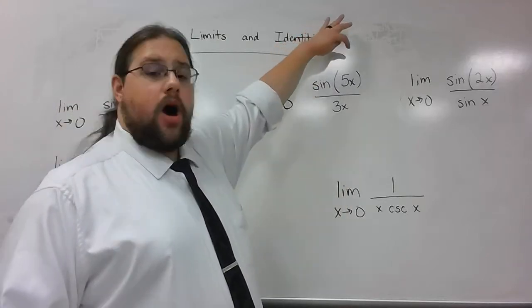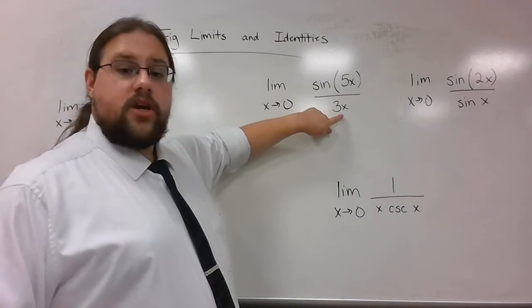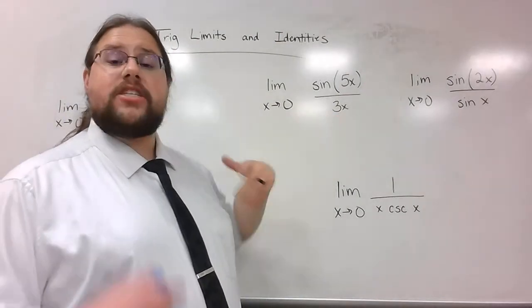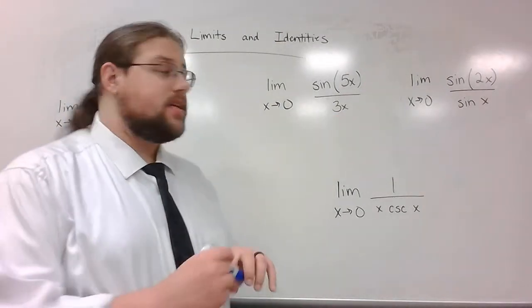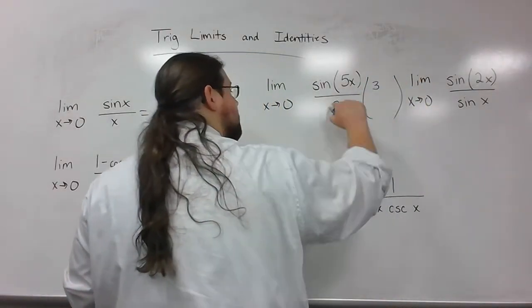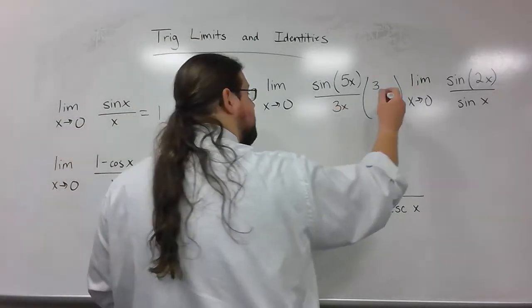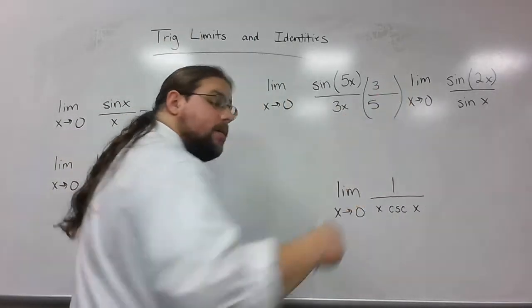Now, it's going to be harder to change this 5x inside of sine than it is going to be to change 3x. So that's what I'm going to do. I'm going to change the 3x into a 5x. The way I'm going to do that is I'm going to multiply the top by 3 so that those two 3's will cancel out. And if I want to make this a 5x on the bottom, I'm going to have to multiply the bottom by 5.